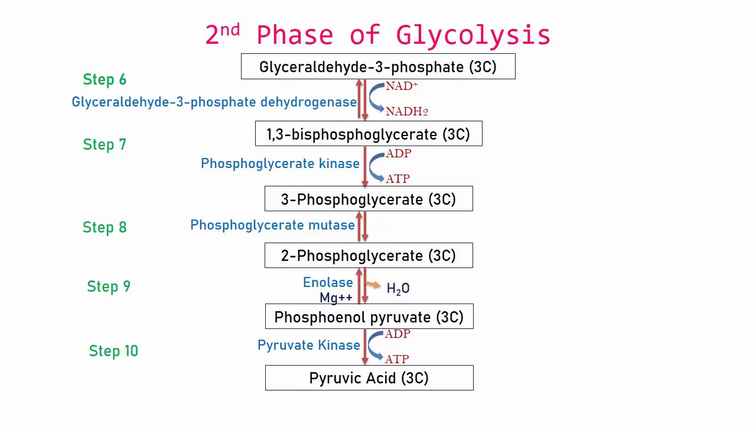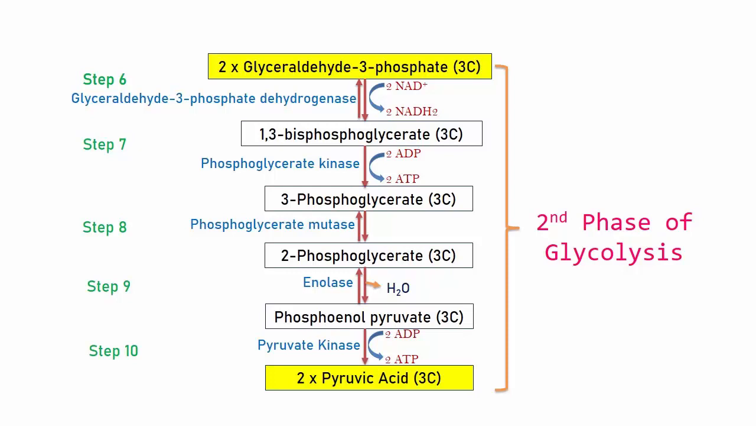Now come to the final, that is the 10th step of glycolysis. In the final step, phosphoenol pyruvate is dephosphorylated to pyruvic acid in the presence of the enzyme pyruvate kinase. The phosphate group of phosphoenol pyruvate is transferred to adenosine diphosphate to form adenosine triphosphate. These are all the reactions that take place in the second phase of glycolysis. As the second phase begins with two molecules of glyceraldehyde 3-phosphate, it ends with two molecules of pyruvic acid.